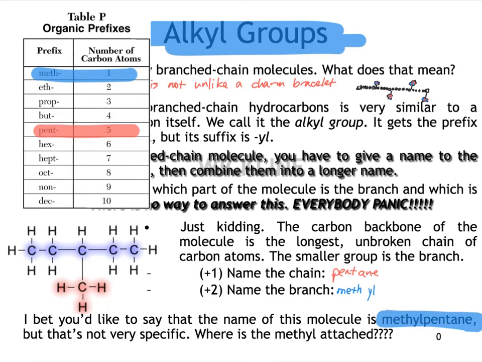So I highlighted that below the name methylpentane, but I would point out that that is not very specific. Basically what I'm getting at here is that the methyl group is attached to the middle carbon of the pentane chain. But the methyl group could have been attached here to this carbon or to this carbon, and that would have changed the name considerably because it changes the structure of the molecule. So on the next slide, I'm going to teach you how to deal with that idea of recognizing where the branch is and including that in the name.